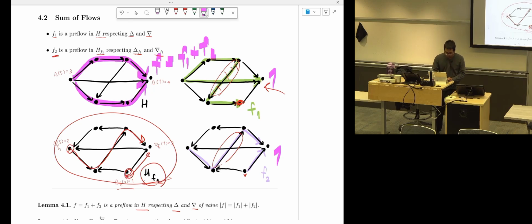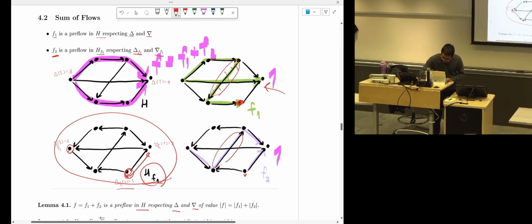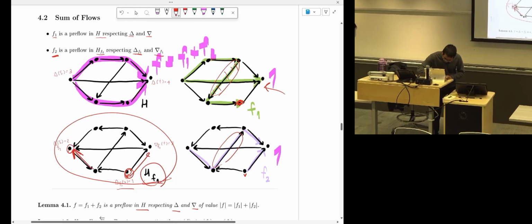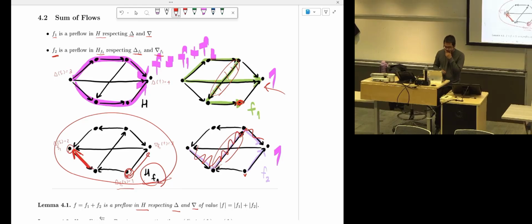Oh no! I cannot send this flow. Sorry. This thing should have this direction. So this flow actually is not possible. Wait. Sorry. No. Okay. So what's going on?